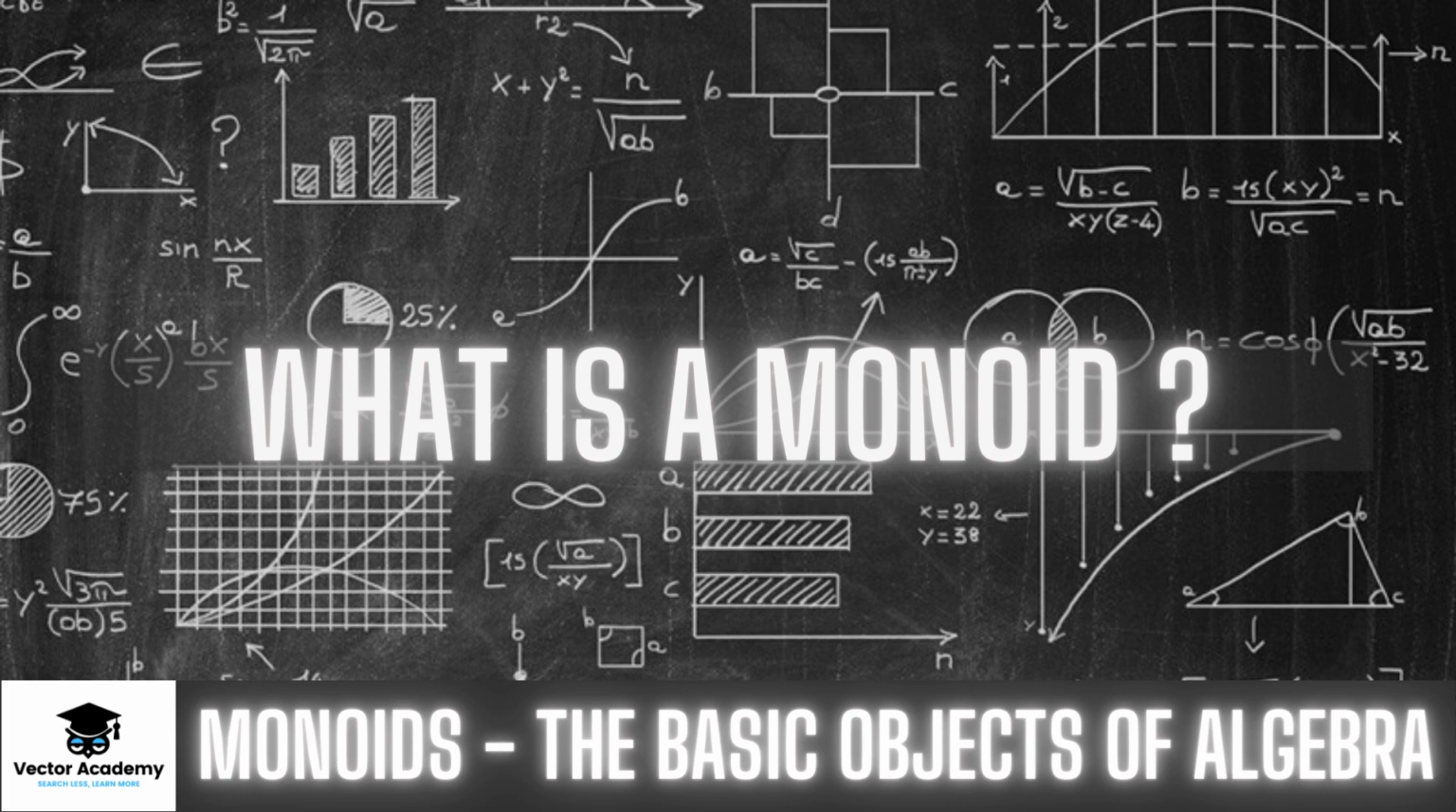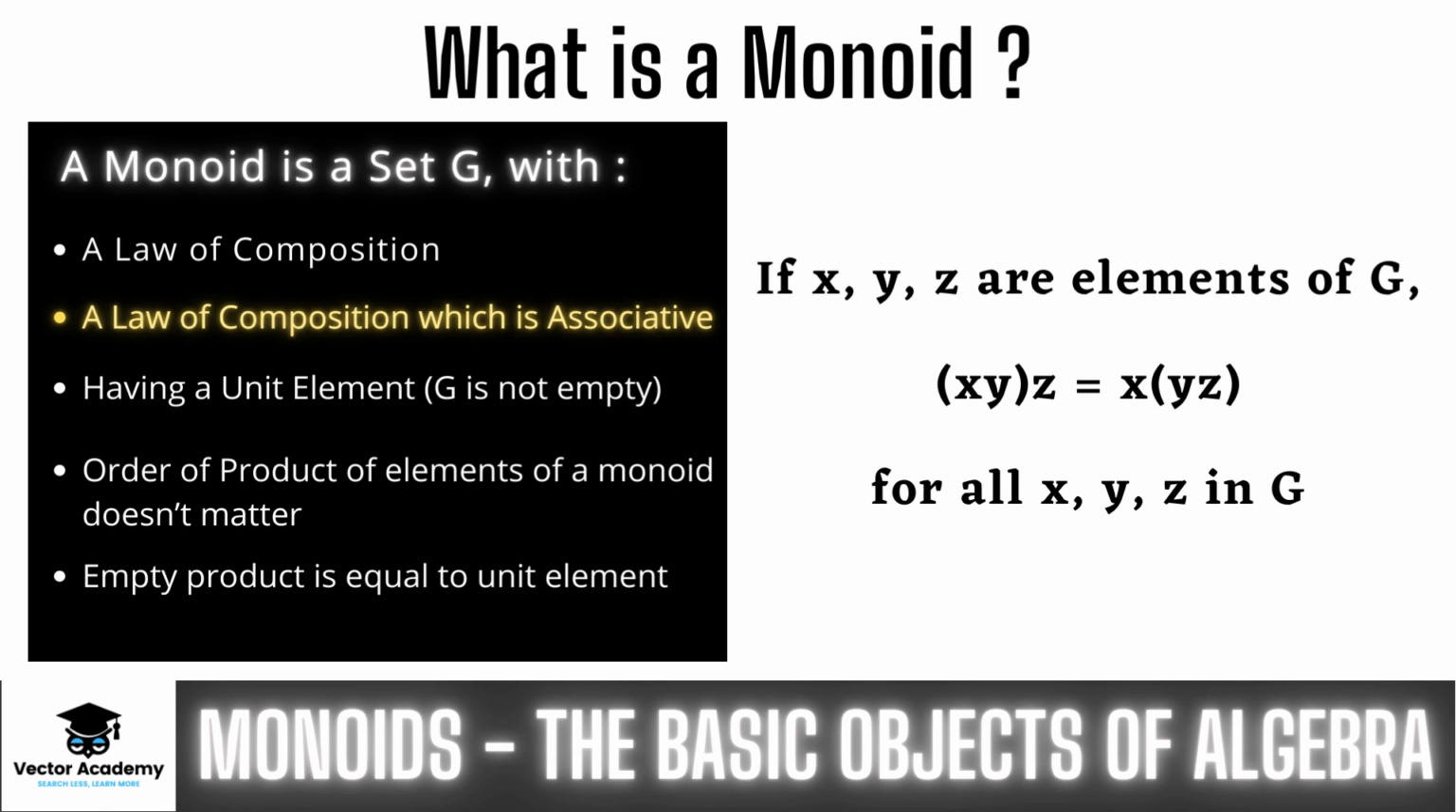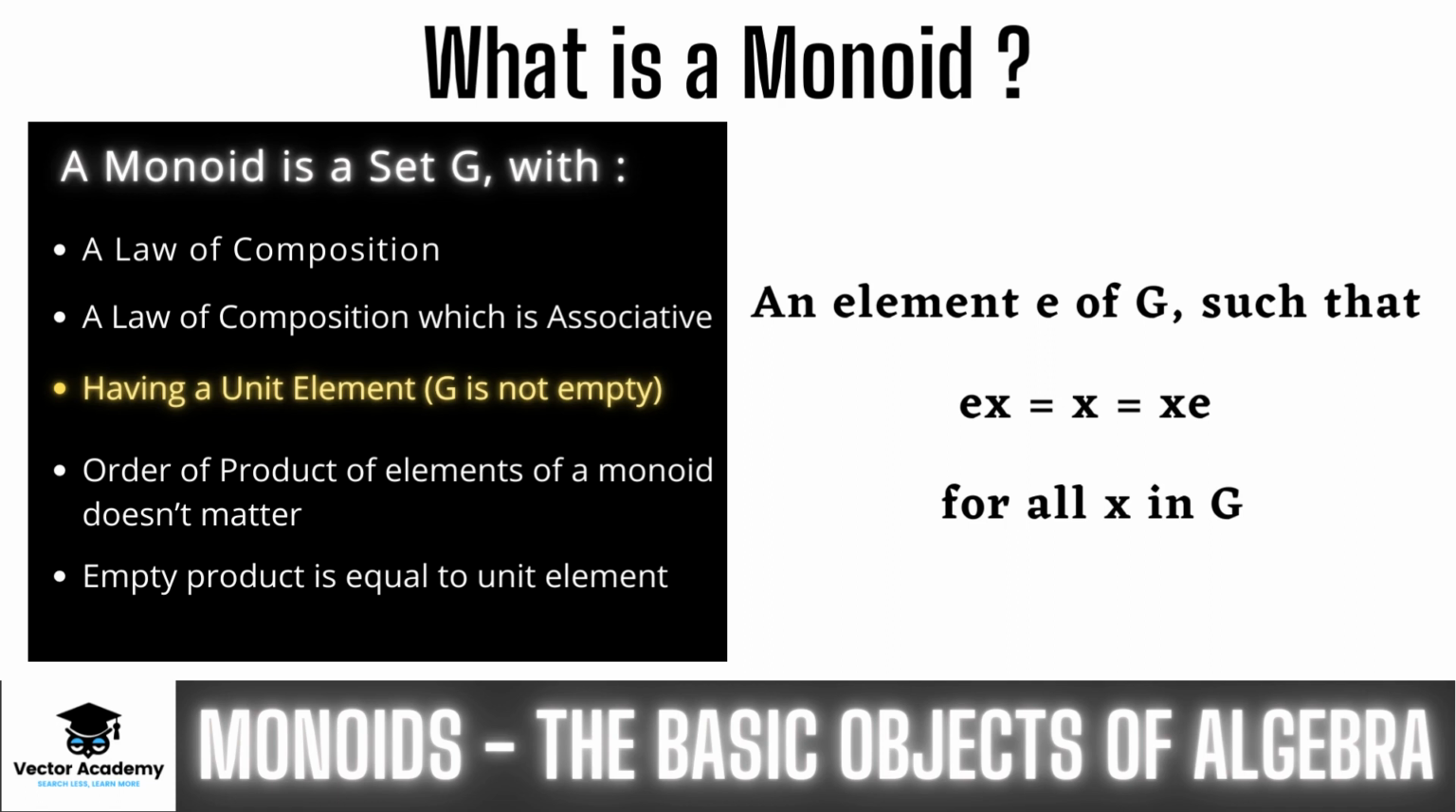What is a monoid? A monoid is a set G with a law of composition, that is, a mapping phi from G cross G to G holds. Let N be the natural numbers. Then N is an additive monoid. A law of composition which is associative: if x, y, z are elements of G, then (xy)z equals x(yz) for all x, y, z in G. Having a unit element, so that in particular G is not empty: an element A of G such that Ax equals xA equals x for all x in G.